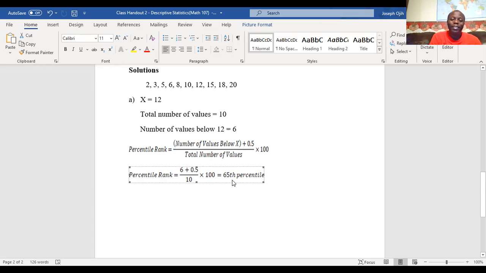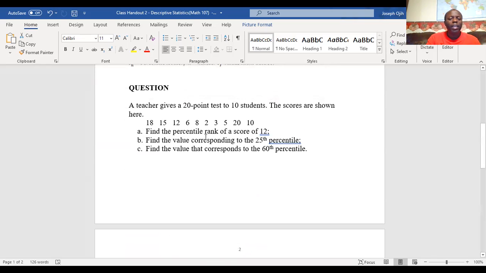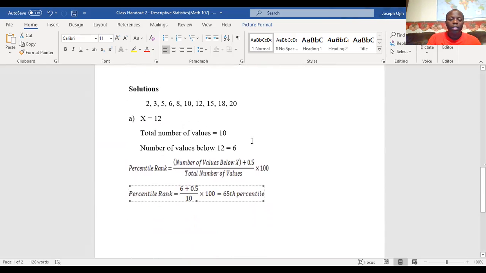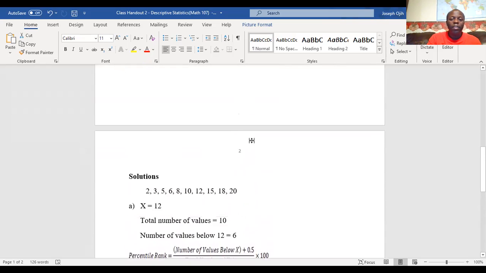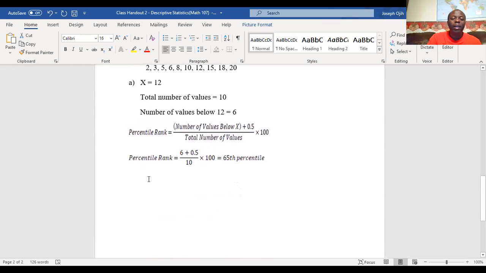Hope you enjoyed this one. Very easy. Now, that's part A. Part B says, find the percentile rank of the score of 12. Sorry, part B says, find the value that corresponds to the 25th percentile. In that case, we are looking for the value that corresponds to the percentile. So we're going to use the location number formula. Let me bring it down so you can get it. So we need to get the percentile location number.